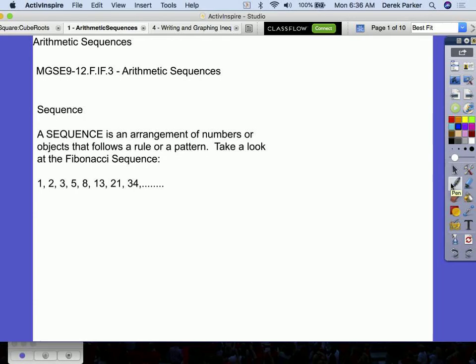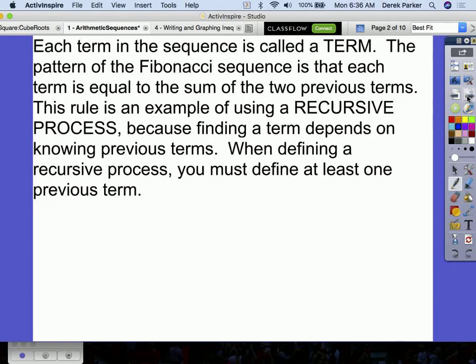1 plus 2, you add those two together, you get 3. 2 plus 3, you get 5. 5 plus 3, 8. And so on and so forth. That is a pattern. A sequence is a pattern that follows a rule. Each number in the sequence is called a term. The pattern of the Fibonacci sequence is that each term is equal to the sum of the two previous terms.